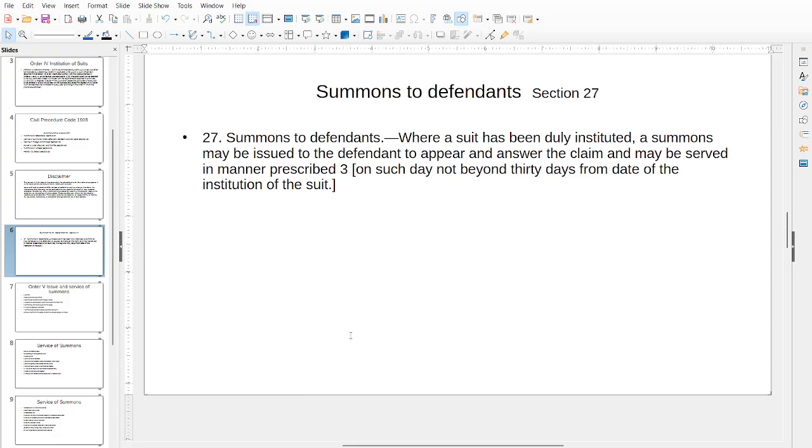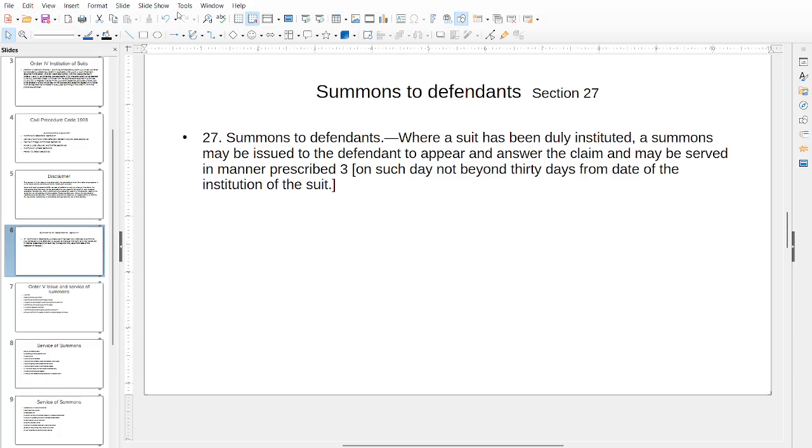The summons should be served in the manner prescribed by the law, requiring the defendant to appear in the court on a date not more than 30 days from the date the suit was filed. The purpose of this rule is that a timely notice should be sent to the defendant, and it prevents unnecessary delays in starting the case.